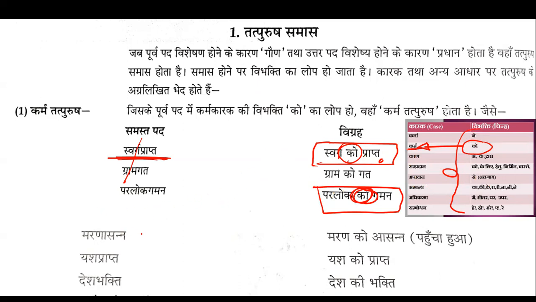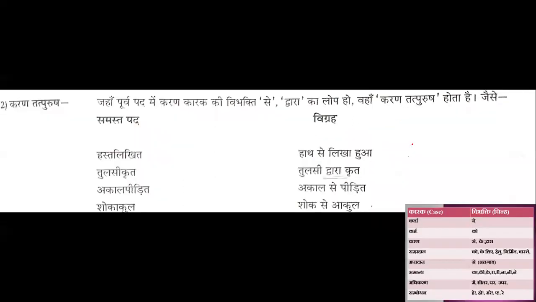So this is how you have to deal with Tatpurush Samas. You have to check where it lies and it would be that Tatpurush. Yash Prapt. This is a very important example. The 2 words that you can see are Yash and Prapt. Yash means fame and Prapt means again to get, to be received. So to receive fame, to become famous. Yash ko Prapt. So ko again, it's Karm. So Karm Tatpurush Samas.